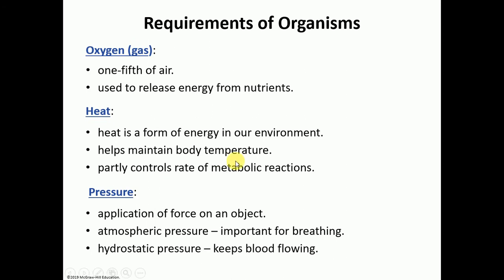Okay, that heat also helps control some of the metabolic reactions. So a lot of our enzymes need a certain temperature in order to work, and high body temperatures, so fevers, for example, or hypothermia, which is a low body temperature, can affect how some of these enzymes will function.